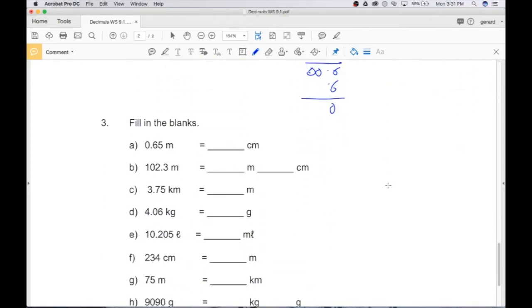Filling the blanks here, meters to cm. Now you need to know the conversions. Let me write it here. 1 meter equals 100 cm. Remember, only meters to cm is 100. That's the only one. Everything else is conversions of 1000. 1 km equals 1000 meters.